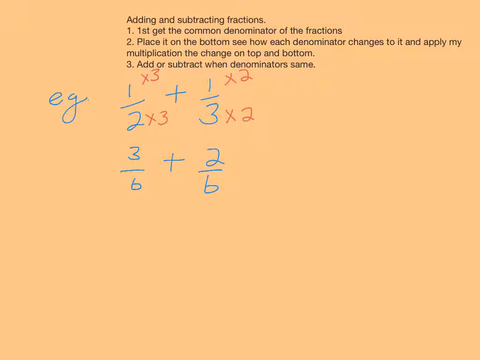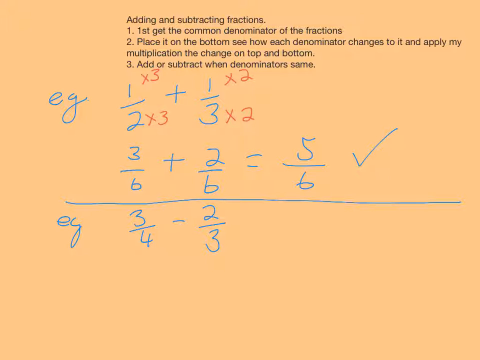And the plus is still in the middle. And then according to our third rule here, add or subtract when the denominators are the same. So there's addition in the middle, so I can just add: 3/6 plus 2/6 is 5/6. And that's how you do a simple addition of fractions.